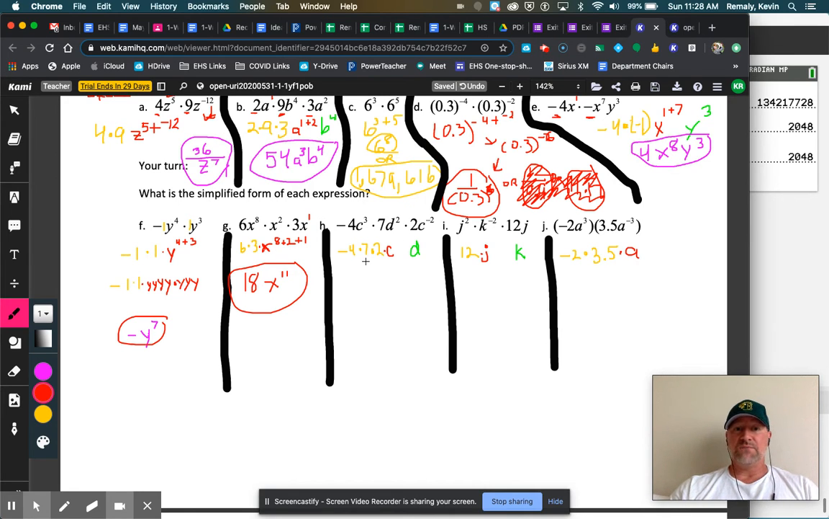Okay, so we can multiply those together. If you used your calculator, you end up getting negative 56. The way I was able to get that really quick is I did negative 4 times 2 gives us negative 8. Negative 8 times 7 is negative 56. Let's look at our C's. It's always good to go in alphabetical order.